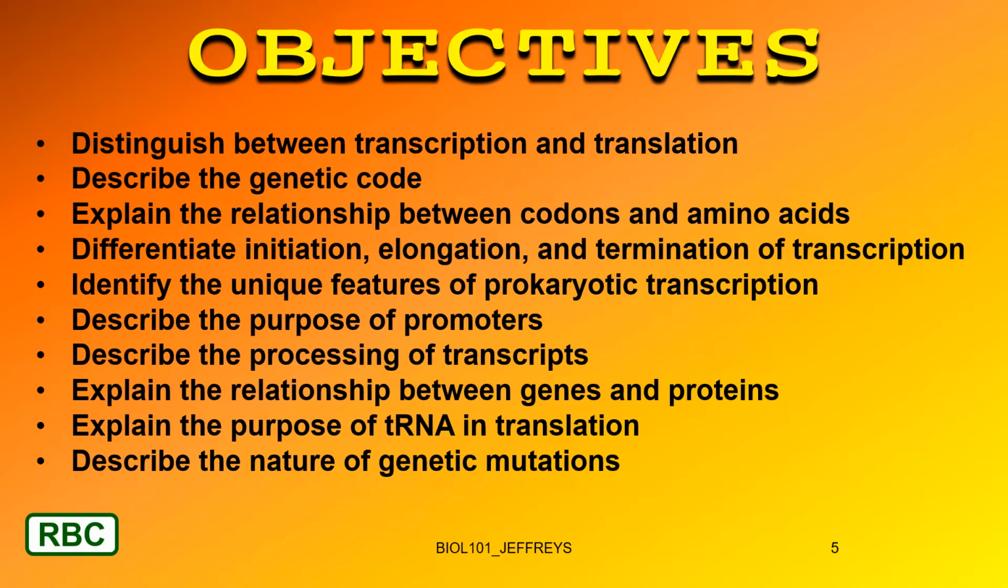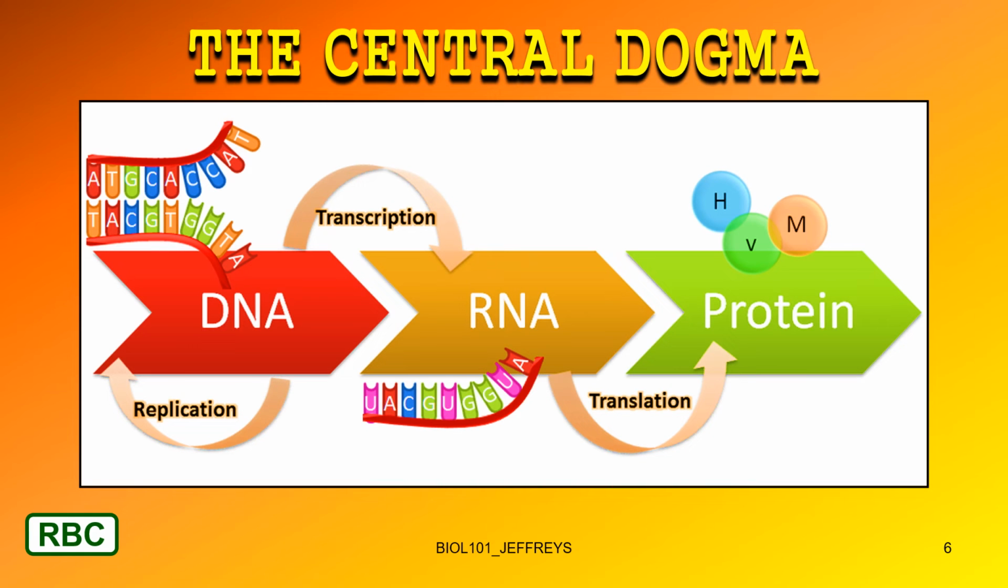So your objectives are to distinguish between transcription and translation, describe the genetic code, which you've already been introduced to, explain the relationship between codons and amino acids, differentiate initiation, elongation, and termination of transcription, identify the unique features of prokaryotic transcription, describe the purpose of promoters, describe the processing of transcripts, explain the relationship between genes and proteins, explain the purpose of transfer RNA, that's the little t, capital RNA, in translation, and describe the nature of genetic mutations. We'll look at all of this in Chapter 15.